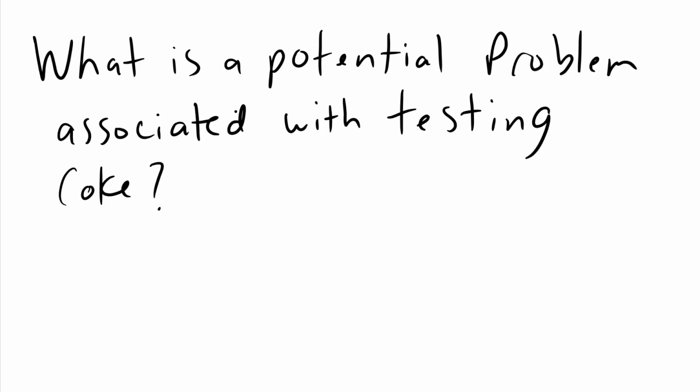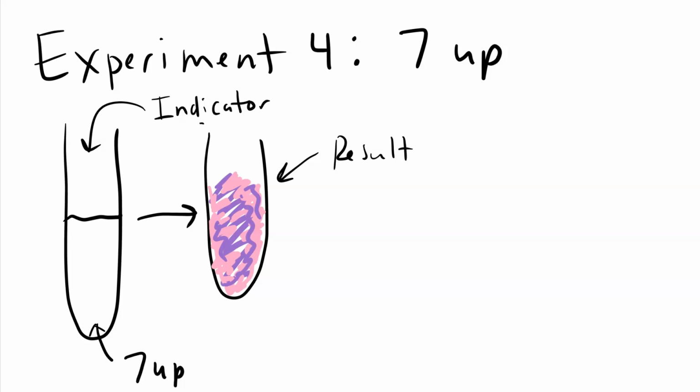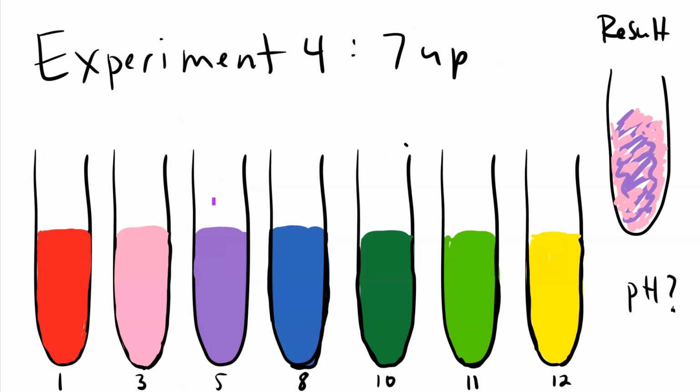Experiment 4, you test 7-Up. 7-Up is clear. You add your indicator, and the result is a pinkish purple. So where does pinkish purple fall on your color scale?